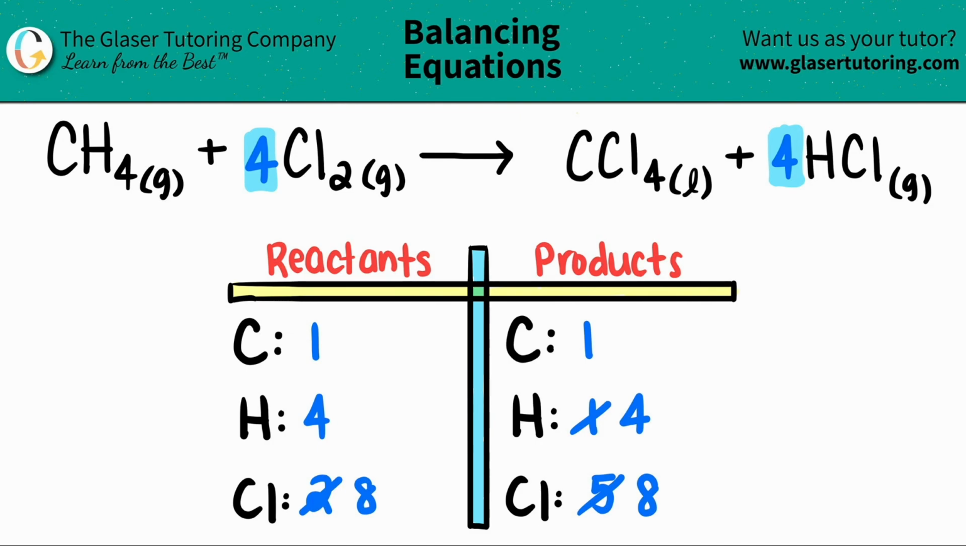So my balanced equation would be 1 CH4 plus 4 Cl2s, which will yield or produce 1 CCl4 and 4 HCls.